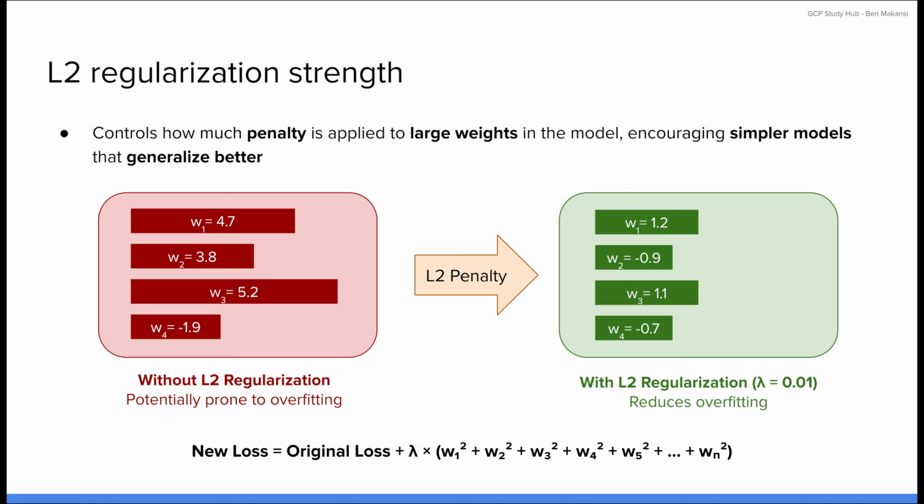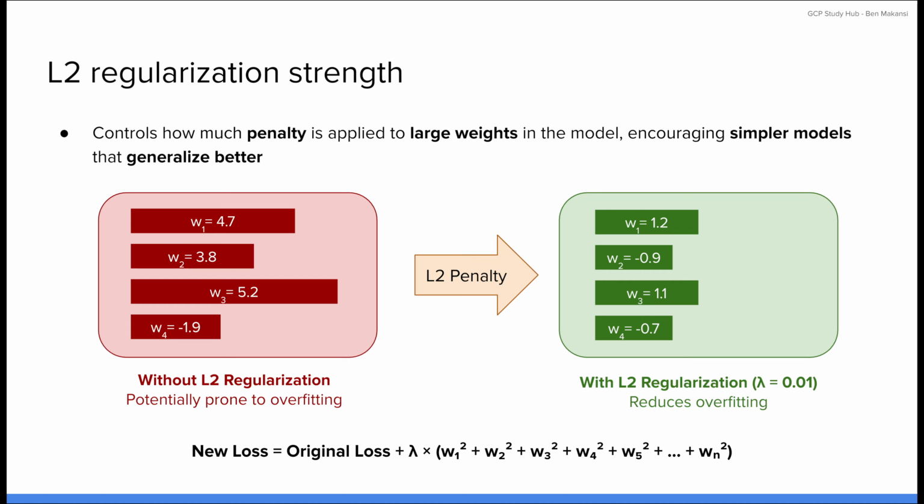L2 regularization modifies our loss function by adding a penalty term. Instead of just minimizing the original loss, the optimizer now minimizes the original loss plus lambda times the sum of all the squared weights. So notice that by squaring the weights, we are penalizing based on their magnitude, regardless of whether they are positive or negative. A weight of 4.7 and a weight of negative 4.7 would both contribute the same penalty. This creates a mathematical pressure that pushes weights toward similar, smaller values.